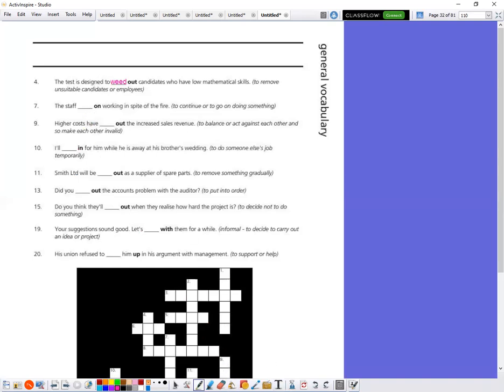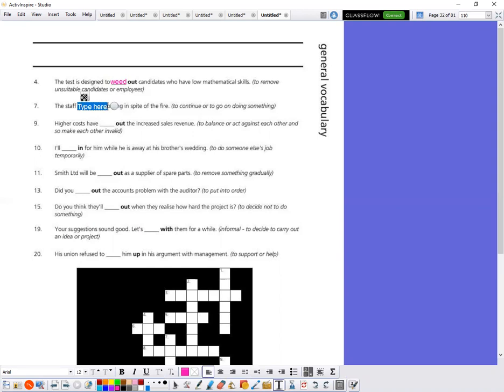We write it down like this: carry. Carry on means to continue or to go on, like this. Okay, excuse me, guys.